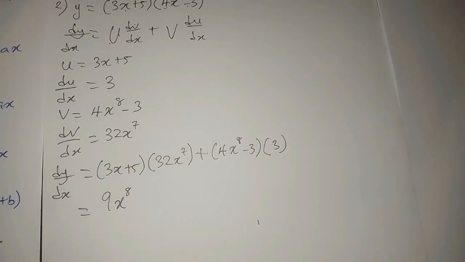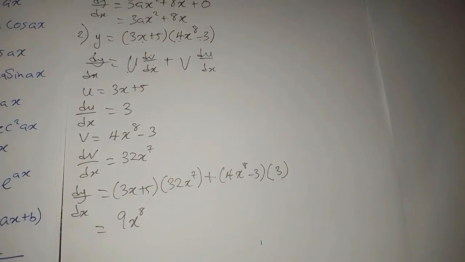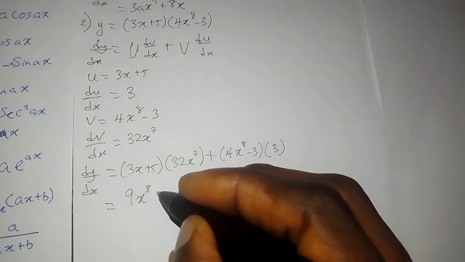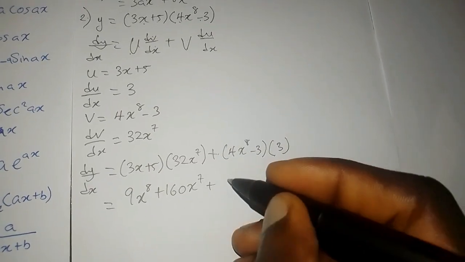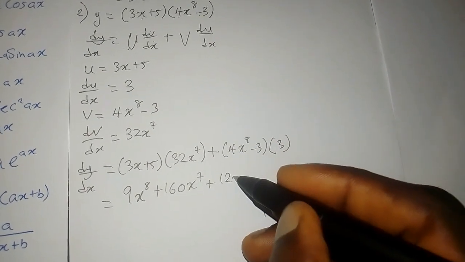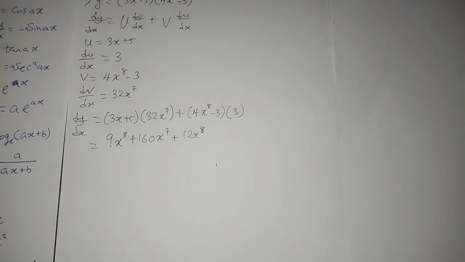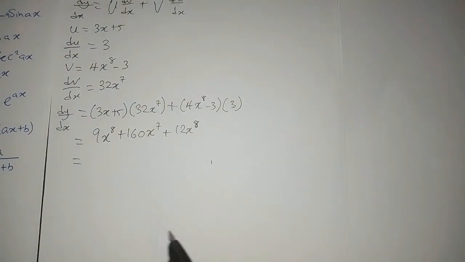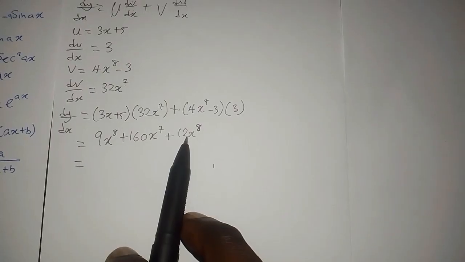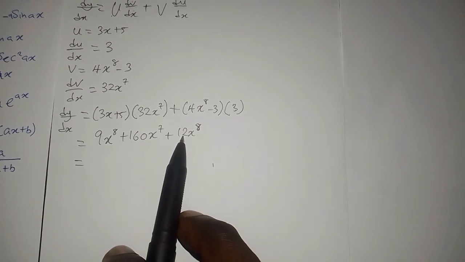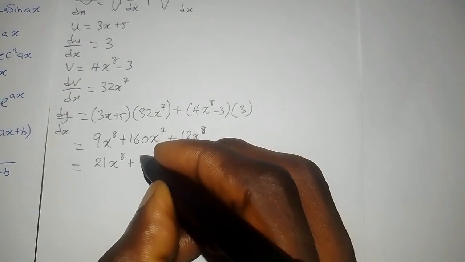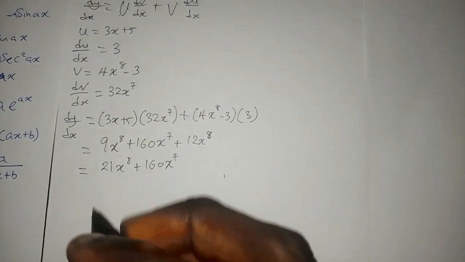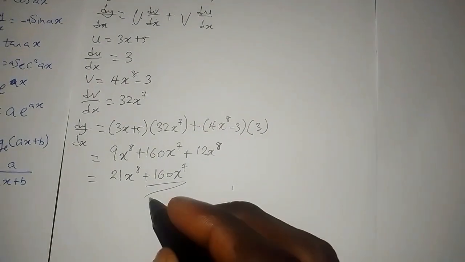The next one is 32 times 5. That will be 160x raised to power 7, plus 3 times 4, that's 12x raised to power 8. The next thing to do is just to simplify. So how do I simplify this? I can say 9 plus 12, that's 21. So 21x raised to power 8, I add it up because they have the same power, plus 160x raised to power 7. Let me stop here. Final answer. That's for question 2.